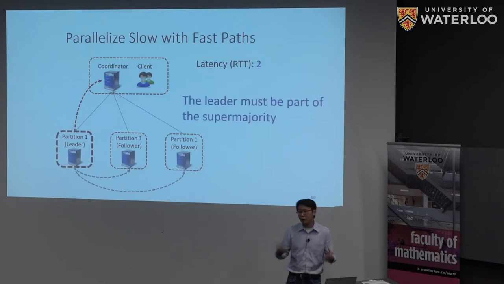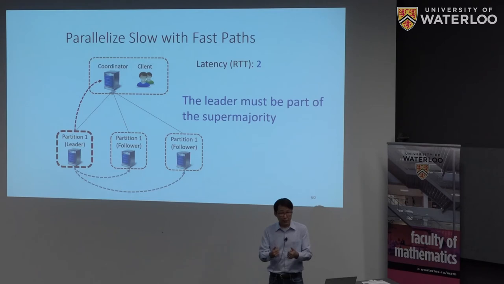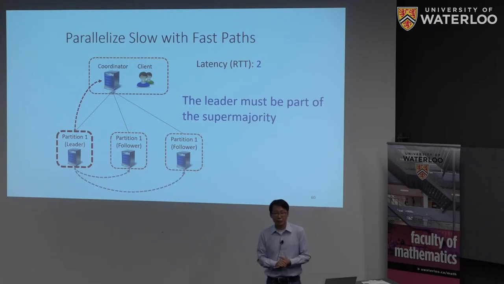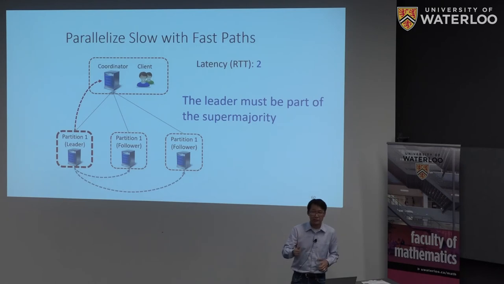Okay? Now, how do we go about doing this? Well, the main idea is that we want to make sure that if the fast path succeeds, it will always come to the same decision as the slow path. If it fails, obviously, it doesn't matter what the decision is. The slow path can make whatever decision it wants. But if it succeeds, it always has to make the same decision as the slow path.